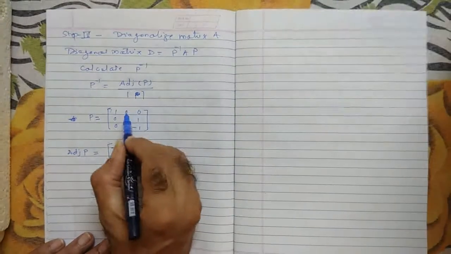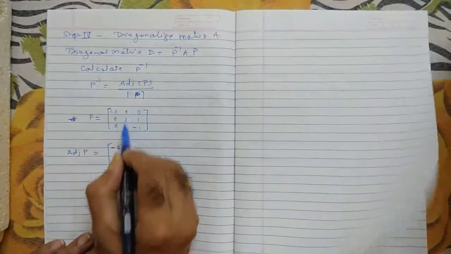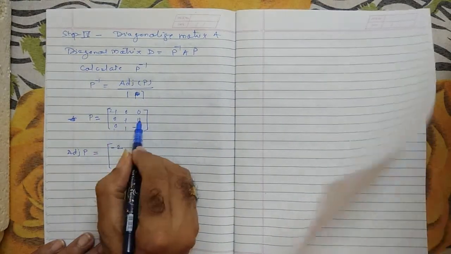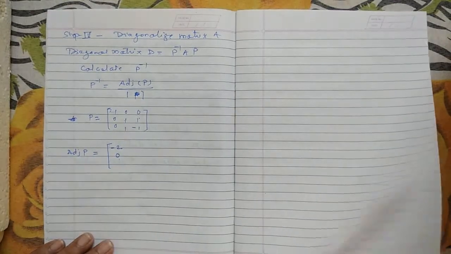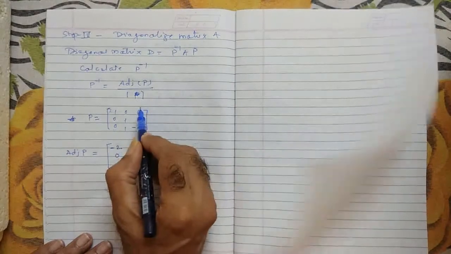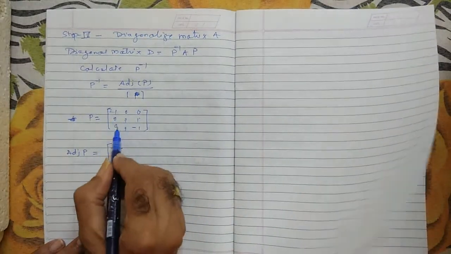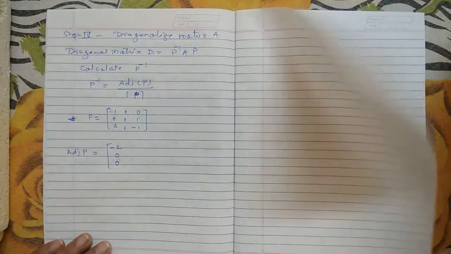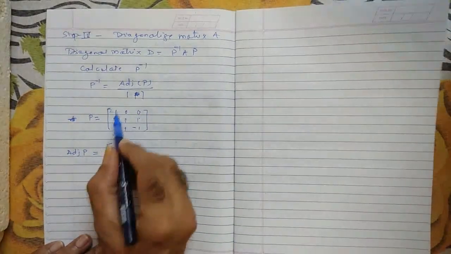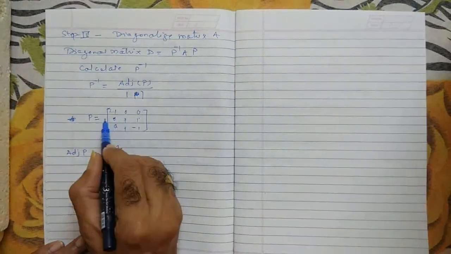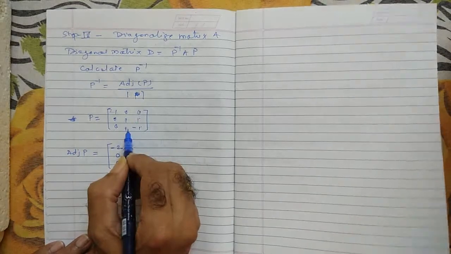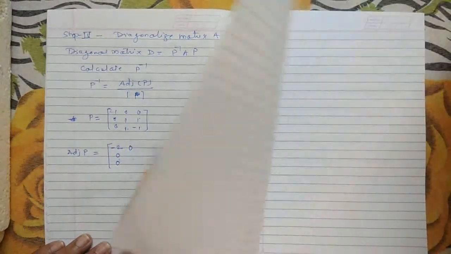Now for this one, you omit this row and these columns. So minus 1 into 0 multiplied by 1 into 0, that you have to put here. For these ones, you have to omit the first row and the last column. So 1 into 0 and 1 into 0, so that you have to put here. Now for this one, you have to omit the first row and the second column. So minus 1 into 0 and 0 into 1. So this becomes again 0. So I will put here 0.